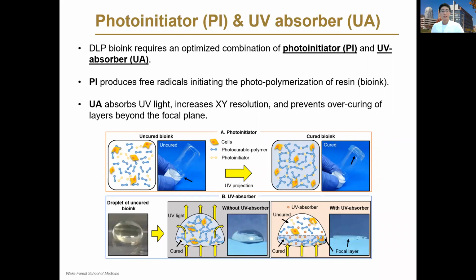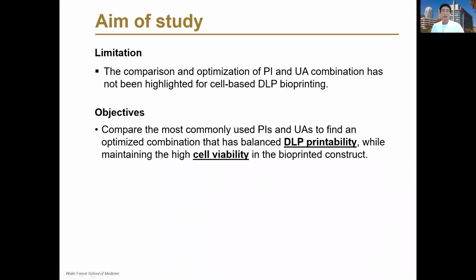It also prevents overcuring of layers beyond the focal plane, avoiding undesirable cross-linking inside the hydrogel, and this is helpful when trying to print a hollow channel structure. These photoinitiators and UV absorbers need to be carefully selected in DLP BioInk since they can critically affect the cell viability and printability in the scaffold.